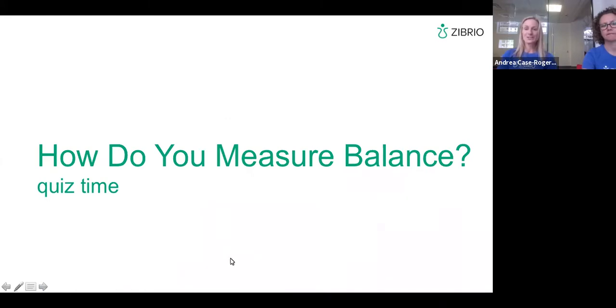So let's go on to the next poll and let's find out, are any of you currently measuring balance? And if so, what kind of things are you doing? So you'll see that poll has popped up now. And it's not a judgment, so if you're not measuring it, that's totally fine. I'll just give you a few seconds to answer this poll.